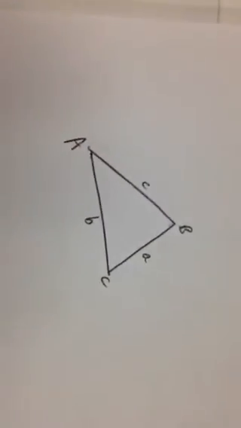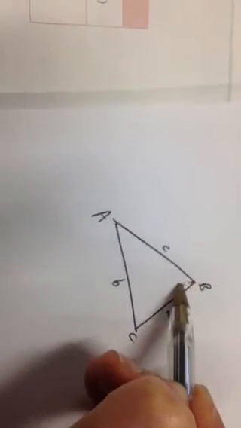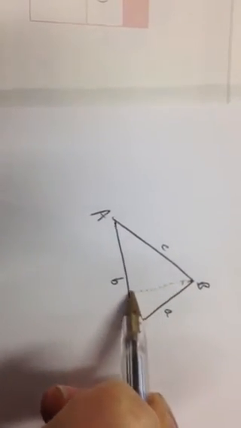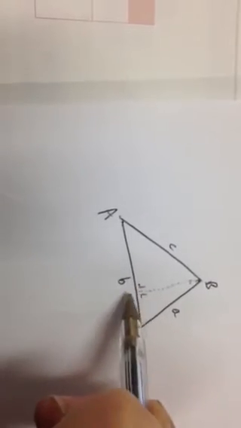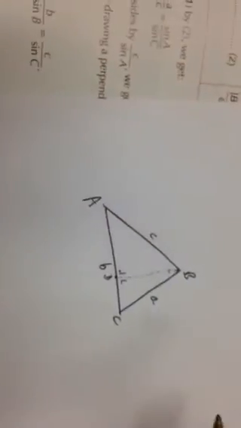So we start off with our triangle. You can label your sides. I've done it the same way as it is in your book. And what we want to do straight away is we want to drop a perpendicular straight down, and we'll call this point here D. Now, what do we know?